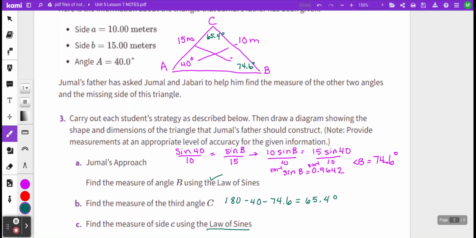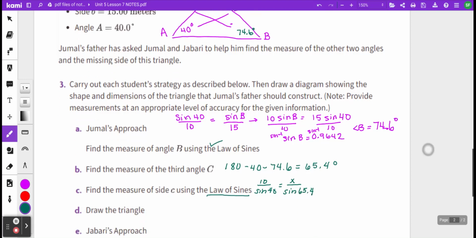So we're doing law of sines again. And so what we're going to do is I'm going to still continue using my sine 40 over 10 because that just makes it a little bit easier. And since we're doing sides, we're going to go ahead and flip the numbers. So we're going to do the side over sine of 40 equals the side, which we don't know, over sine of 65.4.